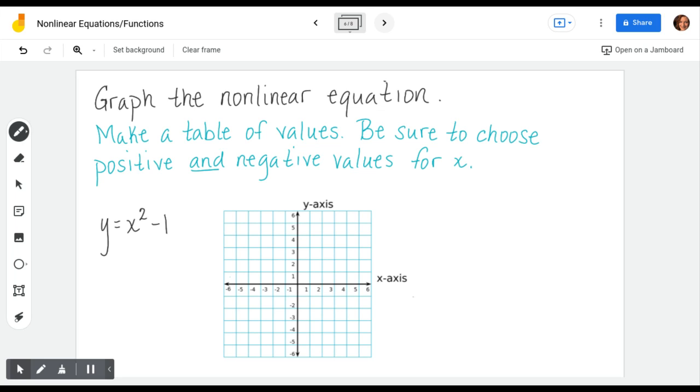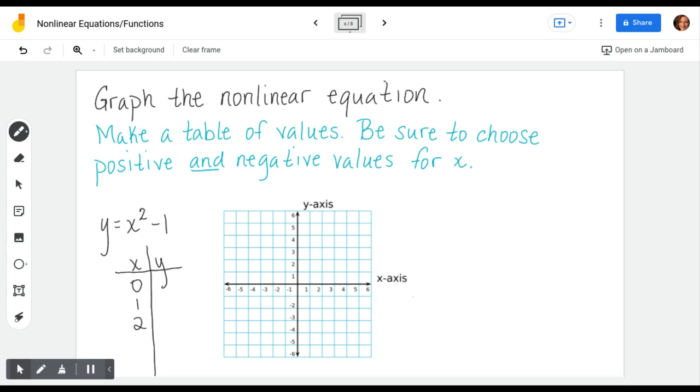The easiest thing to do right now is just to make a table of values. You want to make sure that you pick some negatives and some positives so that you can really see what's going on both sides. It doesn't matter what order I put them in the table. I always do 0, 1, and 2, and then I do their negative counterparts as well. So I'm going to do a -1 and a -2.